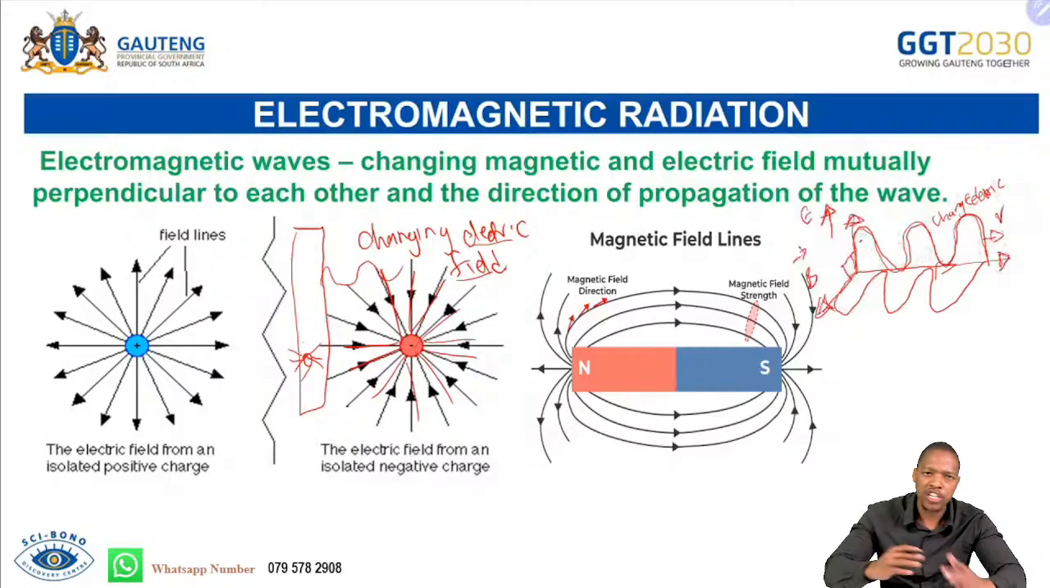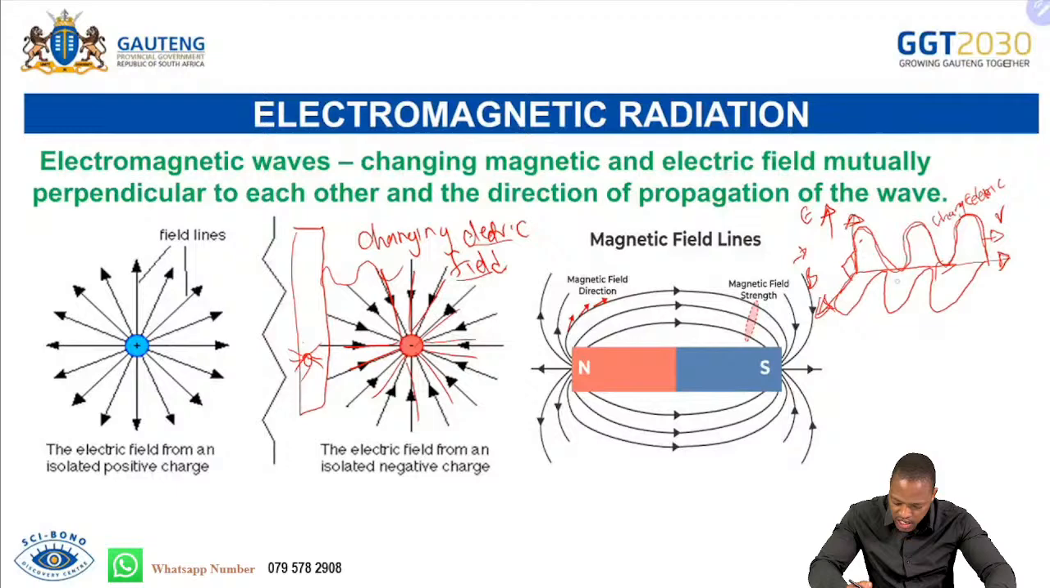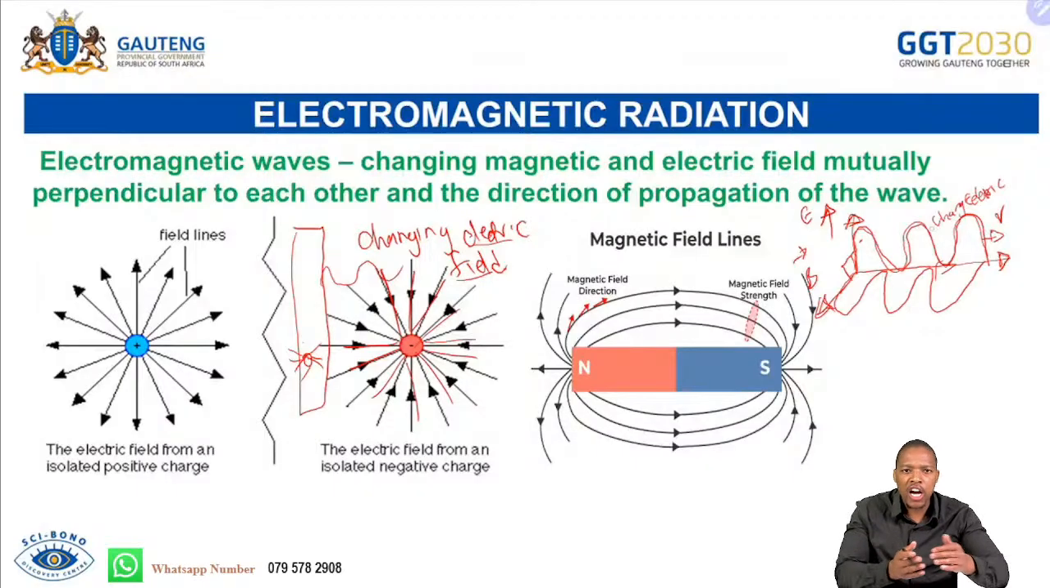So this is what the definition is trying to say to us: in an electromagnetic wave, you have changing magnetic and electric fields. They are mutually perpendicular to each other, and they are causing each other. The changing electric field causes the change in magnetic field, and the change in magnetic field is again causing the change in electric field. So it's sort of like there is no energy put into them. Both are giving energy to each other.